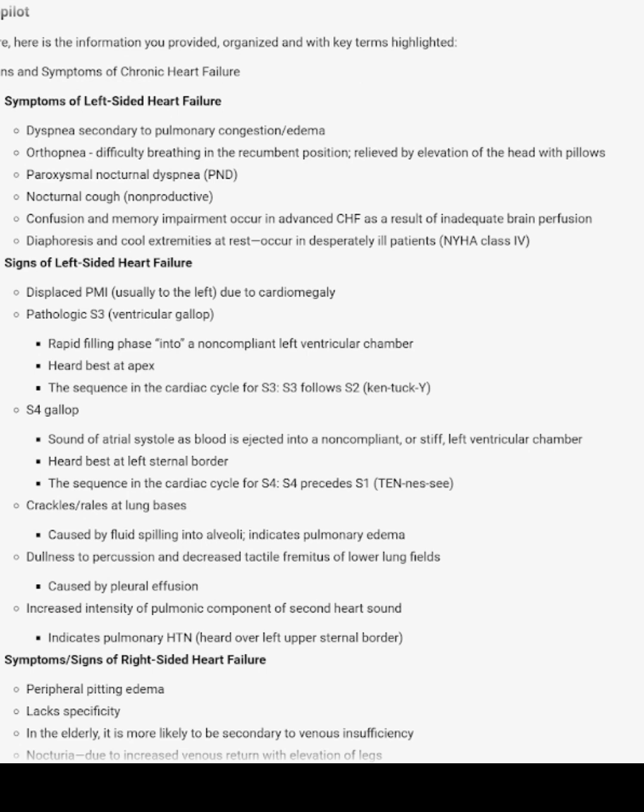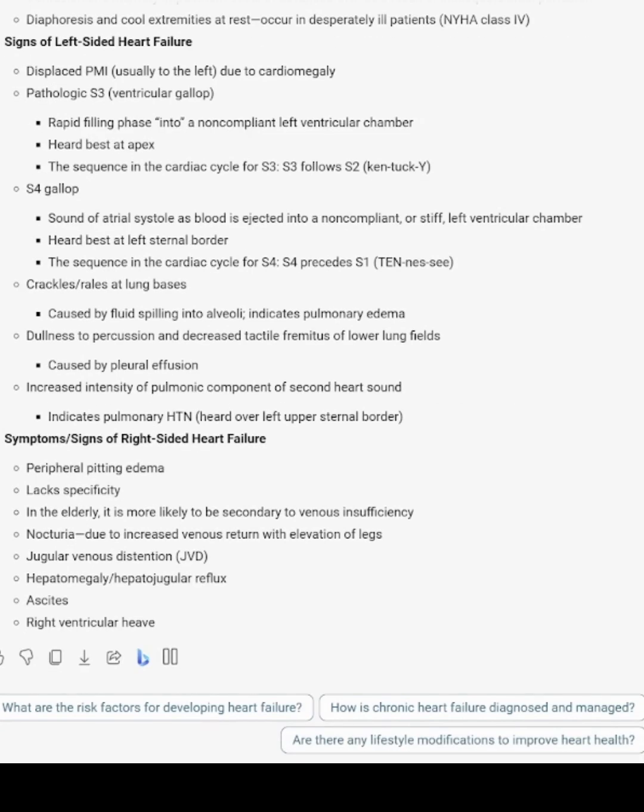Signs and symptoms of chronic heart failure. Symptoms of left-sided heart failure. Dyspnea secondary to pulmonary congestion/edema. Orthopnea, difficulty breathing in the recumbent position, relieved by elevation of the head with pillows. Paroxysmal nocturnal dyspnea, PND. Nocturnal cough, non-productive. Confusion and memory impairment occur in advanced CHF as a result of inadequate brain perfusion.